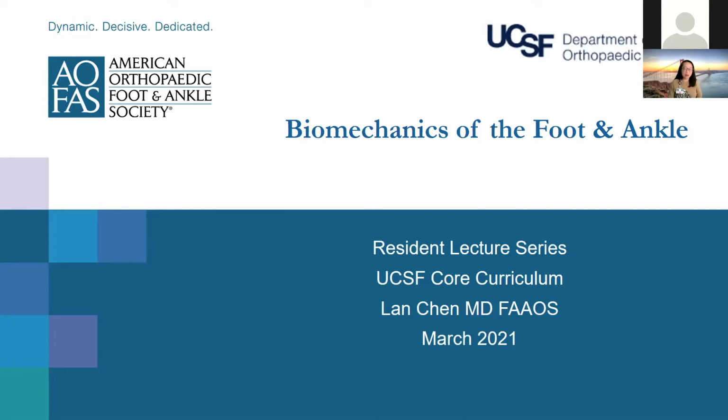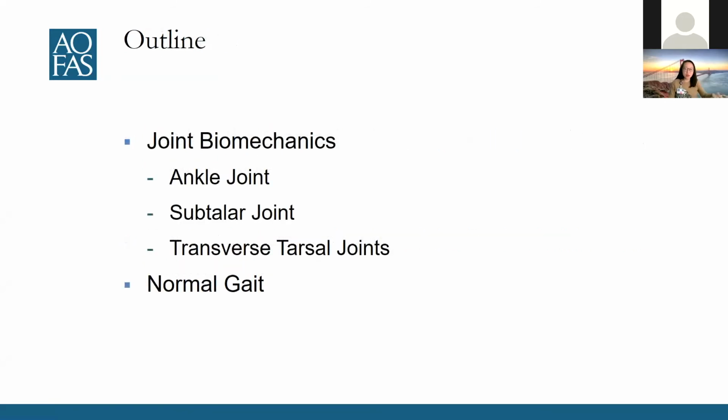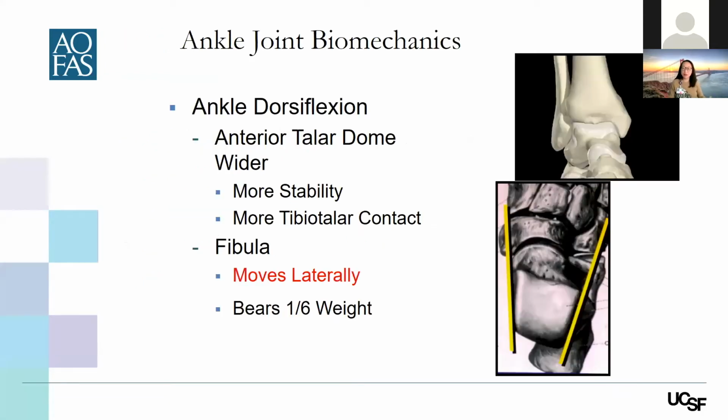So we'll first talk about the biomechanics of the foot and ankle. We'll review the biomechanics of all the joints, as well as the normal gait cycle. We'll talk about the ankle joint, the subtalar joint, the transverse tarsal joints, and how they relate in the gait cycle. When you look at the ankle joint, which is the tibiotalar joint, the anatomic characteristics of this joint are important because they affect how it works.